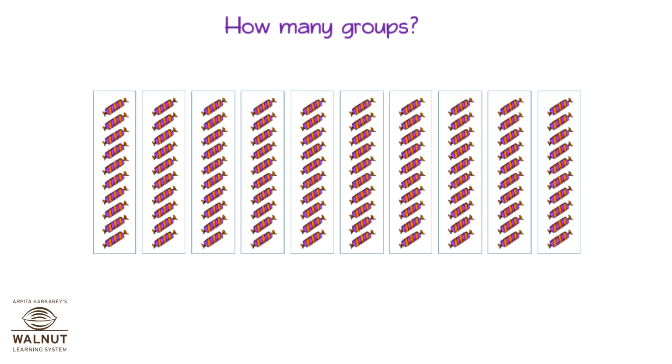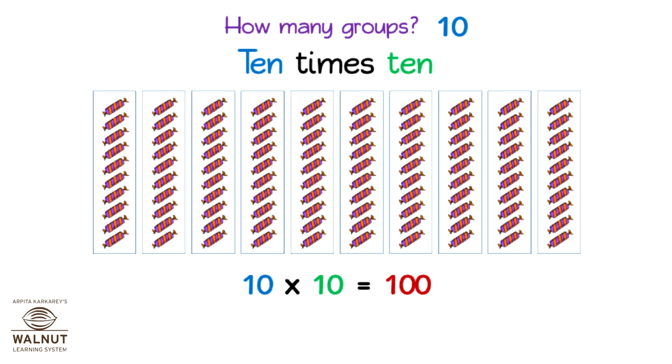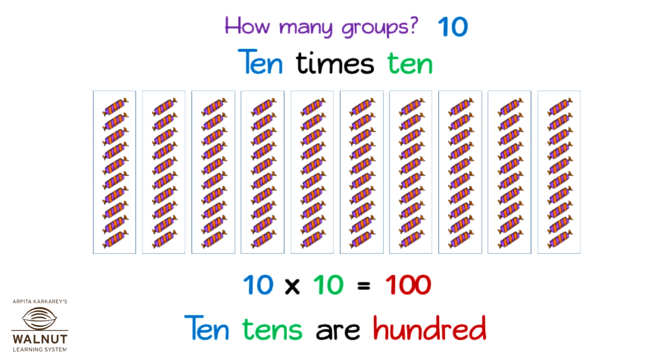How many groups do we have? 10. That is 10 times 10. We write it as 10 multiplied by 10, which is 100. We read it as 10 tens are 100.